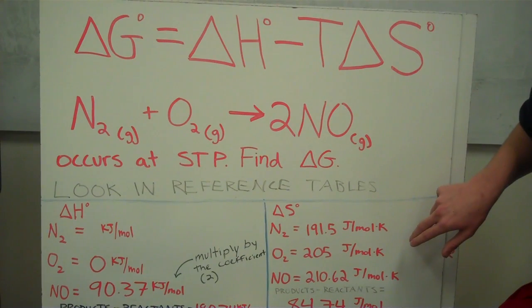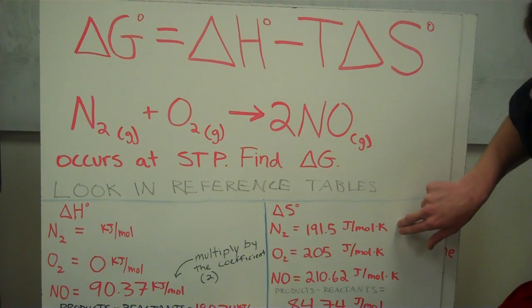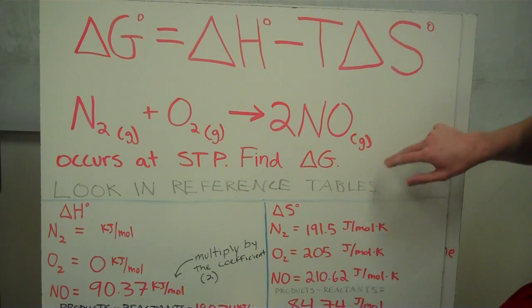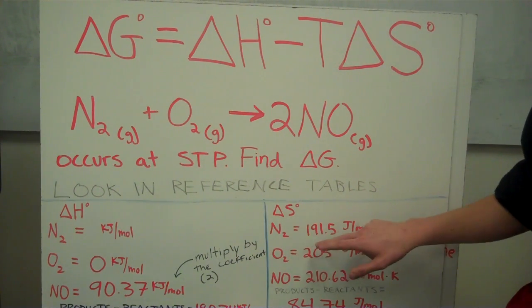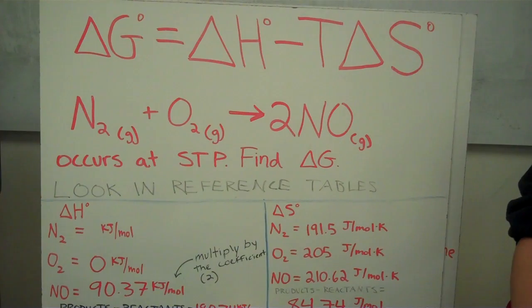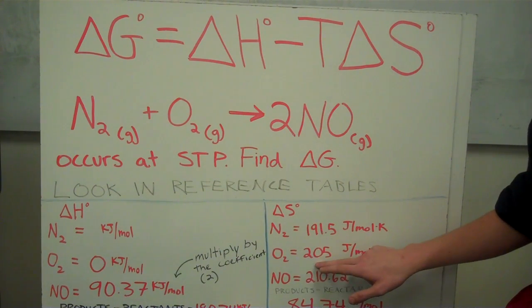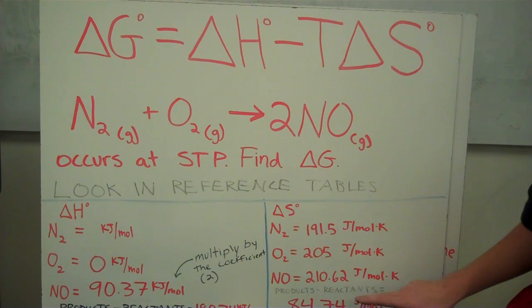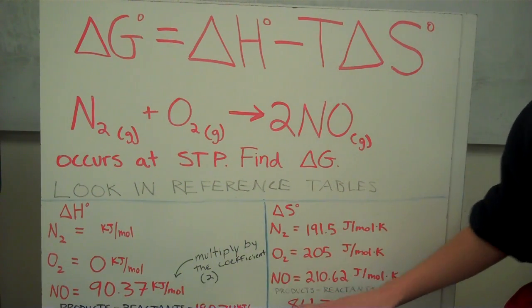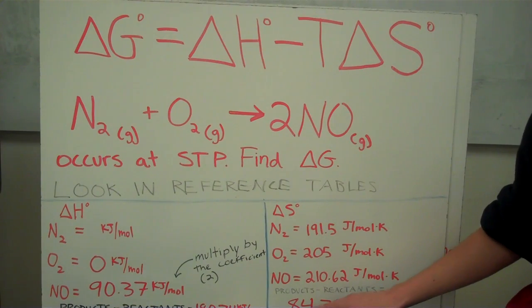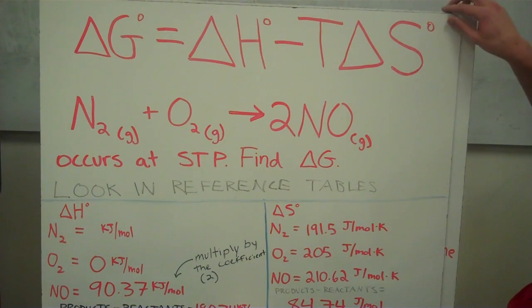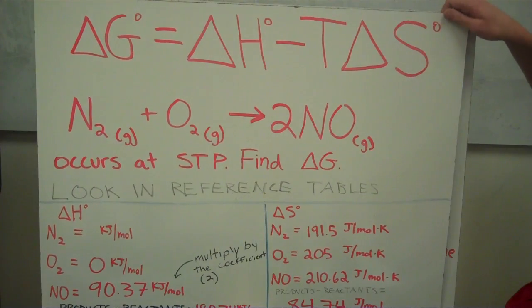Over to the entropy. You also use your reference tables. N2 is 191.5 joules per mole Kelvin. NO2, 205. And you look up all the values and you do the same thing, products minus reactants. And when you do that, you get 84.47 joules per mole Kelvin.